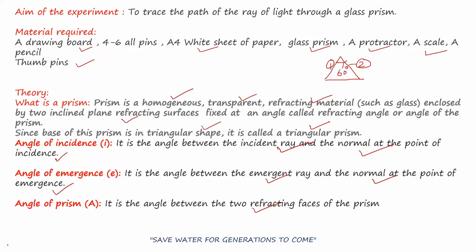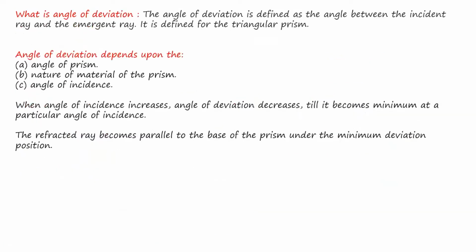After that, the next point: what is the angle of deviation? Deviate means to change its path. So angle of deviation is the angle between the incident ray of light when it is produced forward and the emergent ray when it is produced backward. Where these two rays meet, the angle which is formed at that point is known as the angle of deviation. It is defined for the triangular prism.